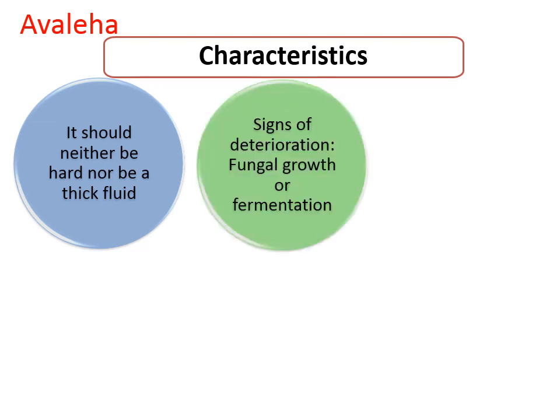The presence of fungal growth or fermentation is a sign of deterioration. That means here the sugar and jaggery are present, but their amount should be in such high quantity that it should prevent microbial growth. The presence of these components, glucose or fructose or sugar in higher quantity, increases the osmotic pressure of the solution. Thereby, there are very few chances that the microbes may survive in it.